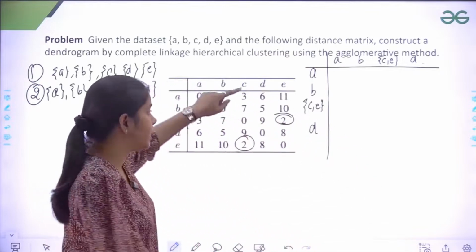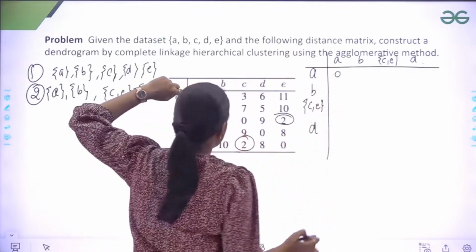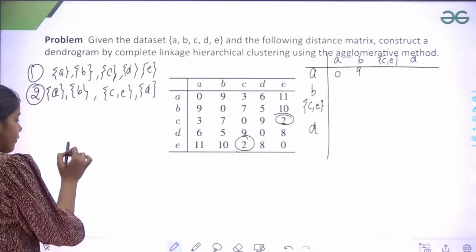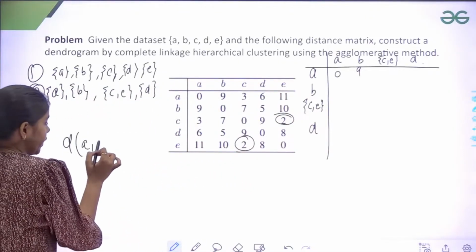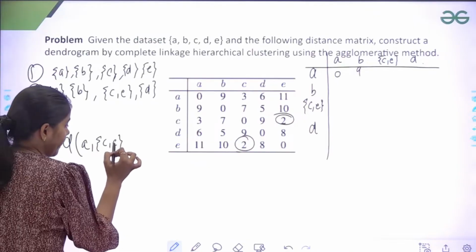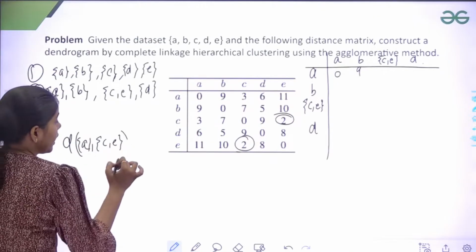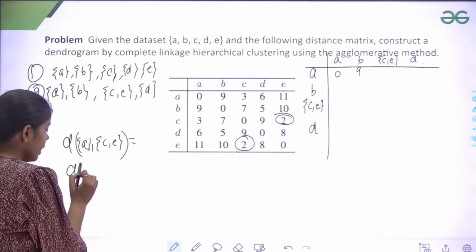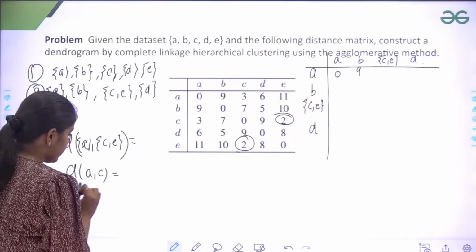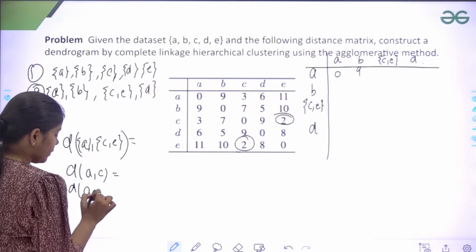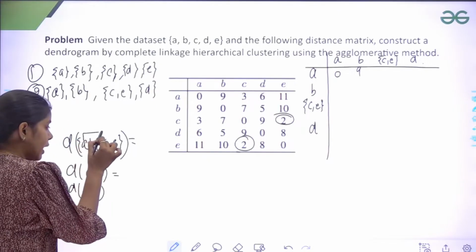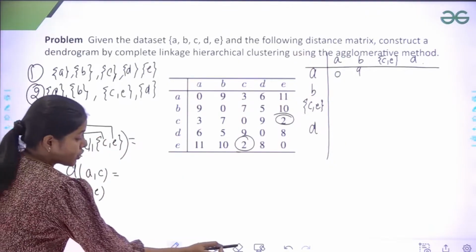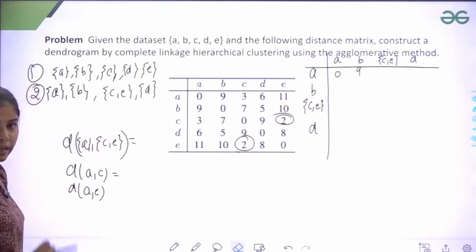So distance of A with A is 0, distance of A with B is 9. Can anybody tell me the distance of A with C comma E? I have to use complete linkage hierarchical clustering. So I'll find the distance of A with C and the distance of A with E. Whichever is maximum will be considered as this distance.